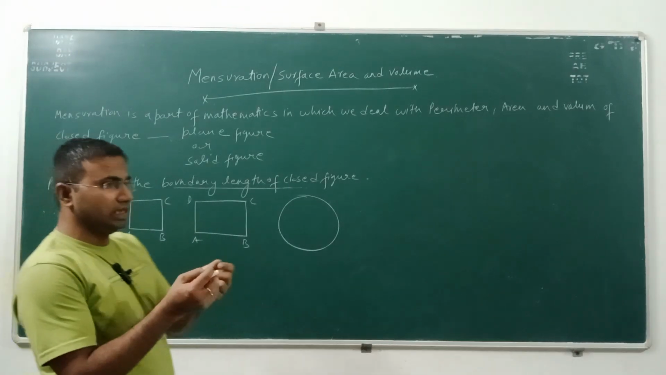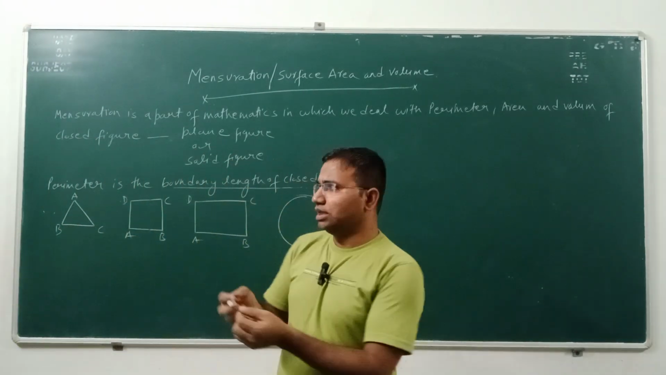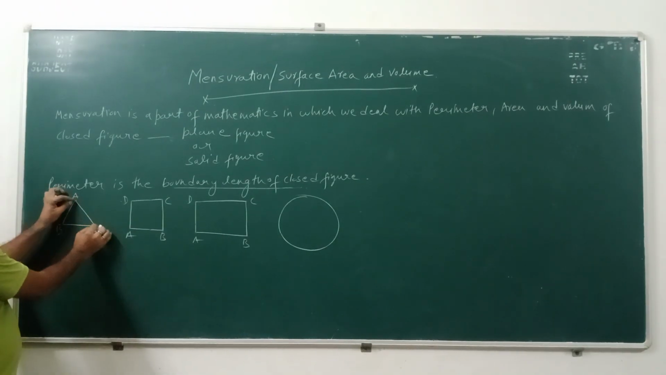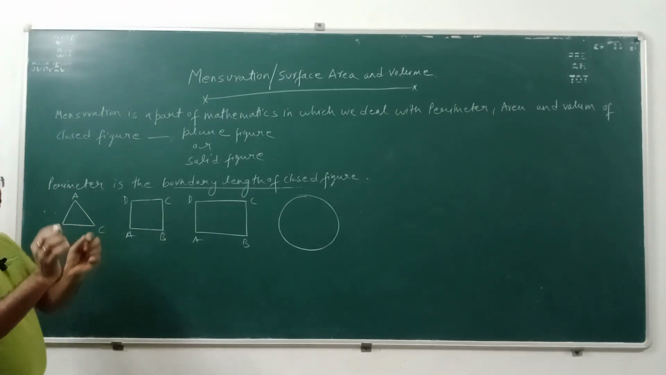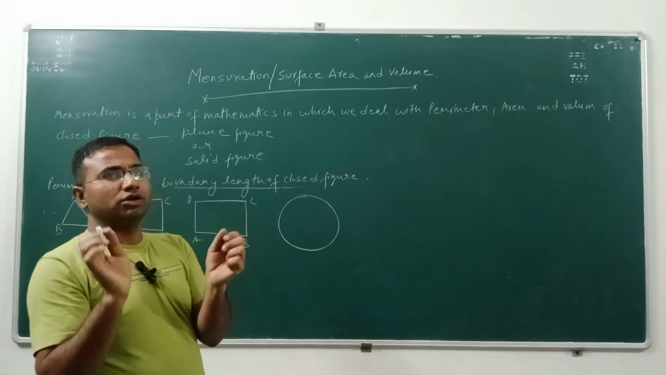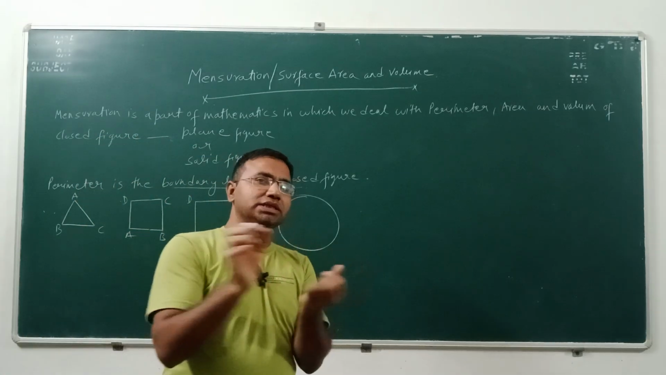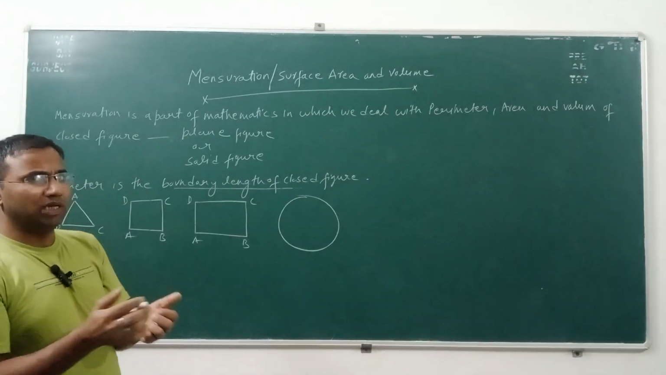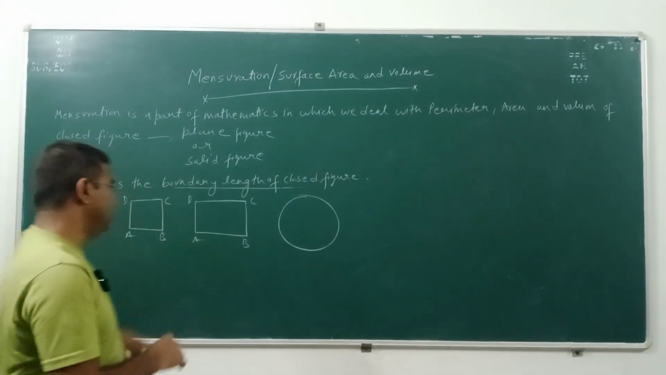Okay, suppose you are taking one thread and you are just measuring it like this. AB, then AC, then BC. Then you will see that some length of thread will come. Then you will measure the length of that thread. Then you will get the boundary length, and that boundary length is called perimeter.